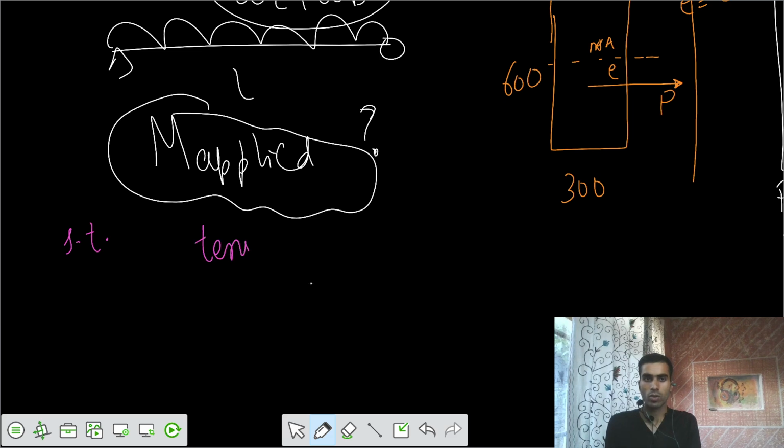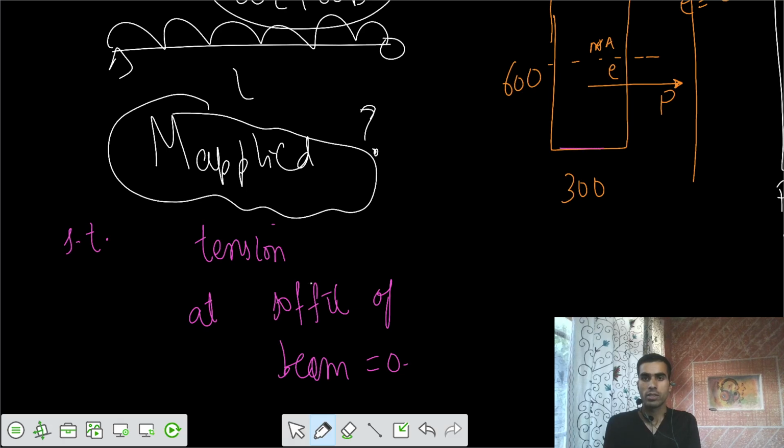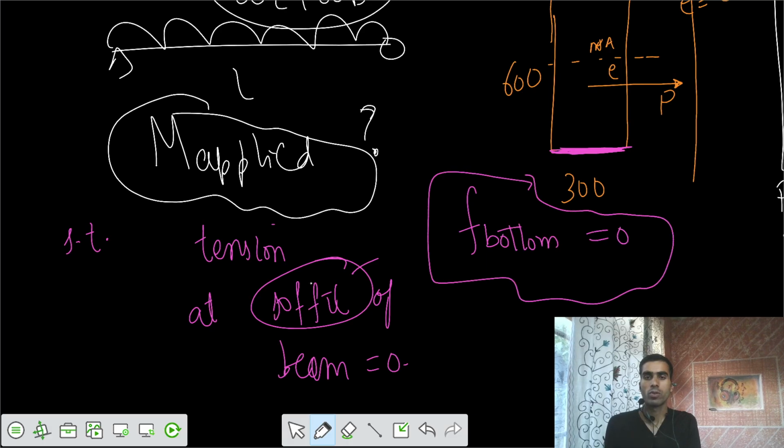tension at soffit equals to 0. Soffit of beam equals to 0. That means it's talking about this soffit, the base of the beam, the bottom of the beam, that's we call it soffit. So we want that stresses at the bottom of the beam equals to 0, such that the final value is equals to 0.